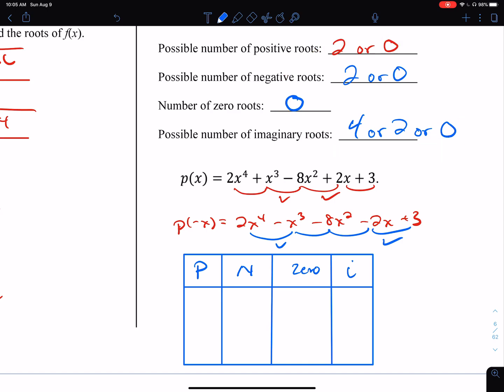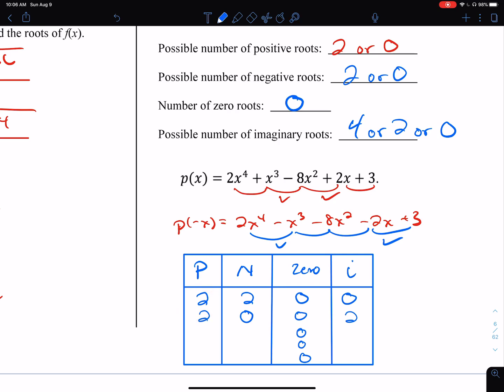So positive roots, there could be 2. Negative, there could be 2. Now, 2 plus 2 is 4. If that happens, there can't be any 0 and there can't be an imaginary. We know that none of these could be 0 to begin with, so I'm just going to pre-fill this stuff out with zeros. Maybe there are 2 positive, no negative, but 2 imaginary. We've just listed all the combinations where there's 2 that are positive.